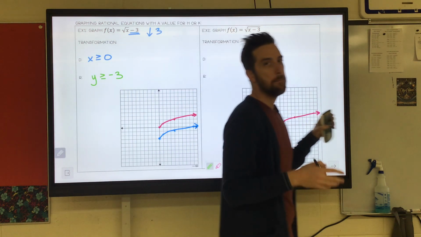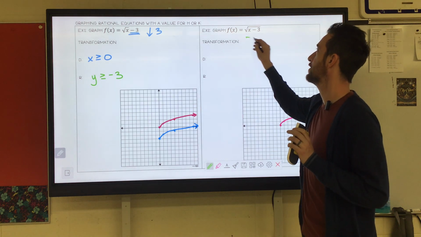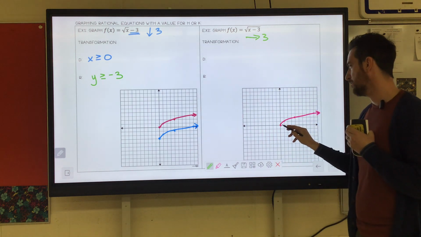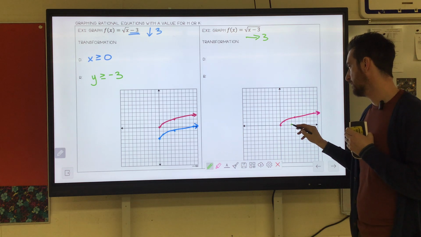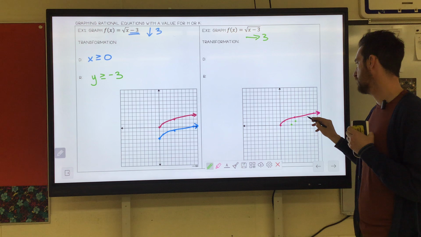All right, hop over here. This one has the -3 grouped with the x. That's your horizontal shift. So this is going to take all our coordinates and go to the right 3. So we'll take our 0, 0 and go right 3. 1, 1, go right 3. Take this coordinate, go over 3. That's all that's going to fit on the graph.